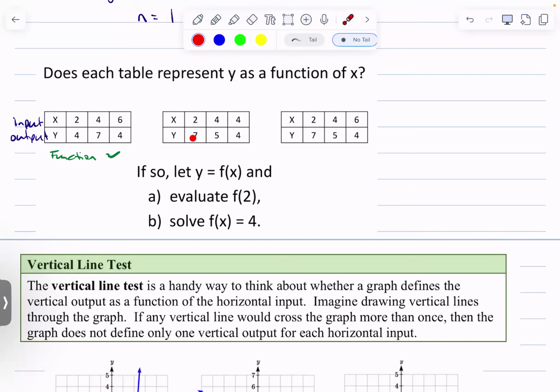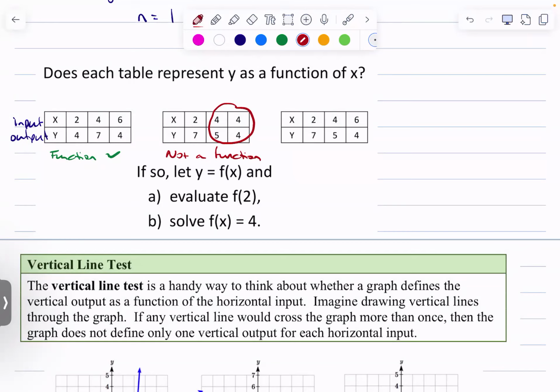So I've got unique outputs, 7, 5, 4, but then I move into my inputs. This is a problem, right? 4 gives me 5, but also 4, right? So not unique outputs. And so for this reason here, not a function. Right? 4 isn't allowed to split up and go to 4 and 5 at the same time.